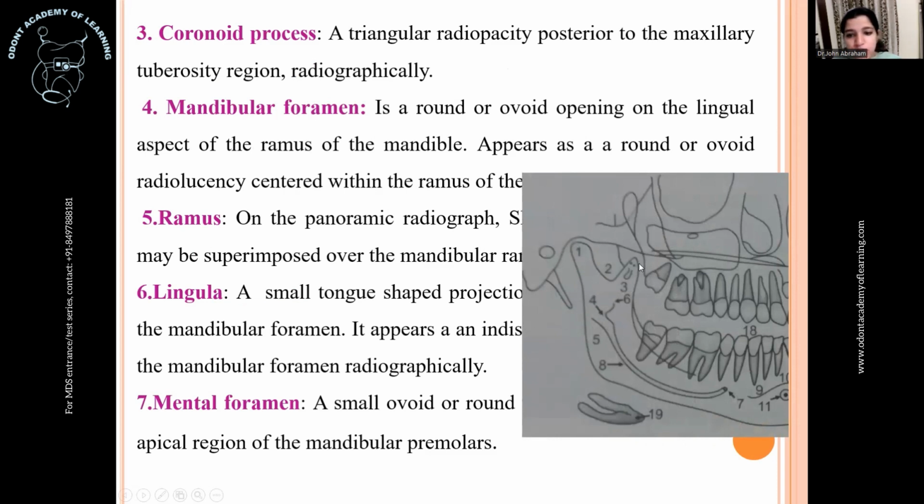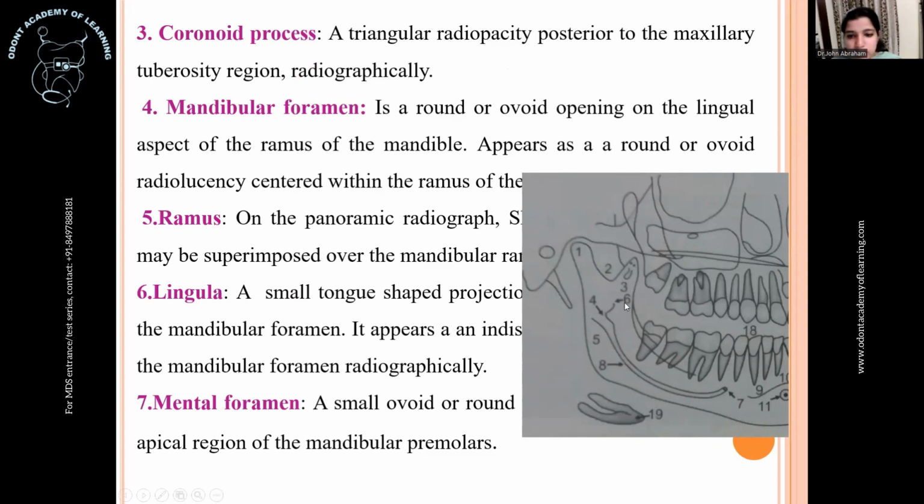The next, four, is your mandibular foramen. It will come in this particular region, a round or ovoid opening on the lingual aspect of the ramus of the mandible, which is again radiolucent. So this is your ramus continuing. This is the ramus, and this will be the body of your mandible.